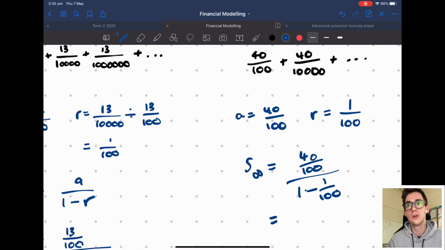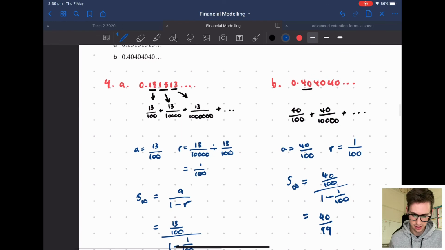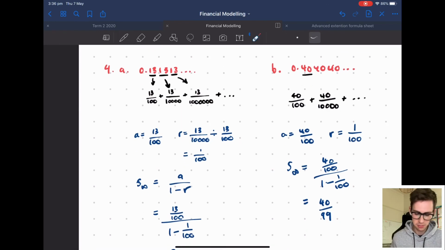So 40 over, if you're not sure how to put a fraction in a fraction, by the way, that's probably an important thing I should tell you. Hit the fraction button, hit it again. Okay, you can put a fraction in a fraction that way. 40 over 100 over 1 minus 1 on 100. And we get the answer, 40 over 99. Cool, and you might notice another pattern, right? 13 over 99, 40 over 99. Another cool pattern. Patterns all around us.